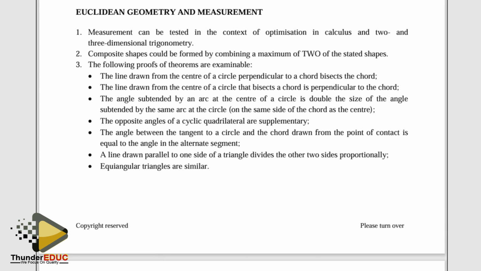Okay. So here, measurement can be tested in the context of optimization, but this is calculus, which we're not going to look at, but we can only use it under 3D. Composite shapes could be formed by combining a maximum of 2 stated shapes. So the maximum that we can go to is 2 shapes. The following proofs can be examined. A line drawn from the center.